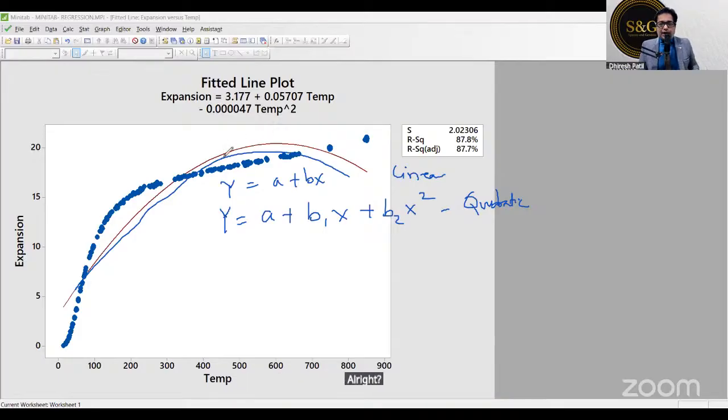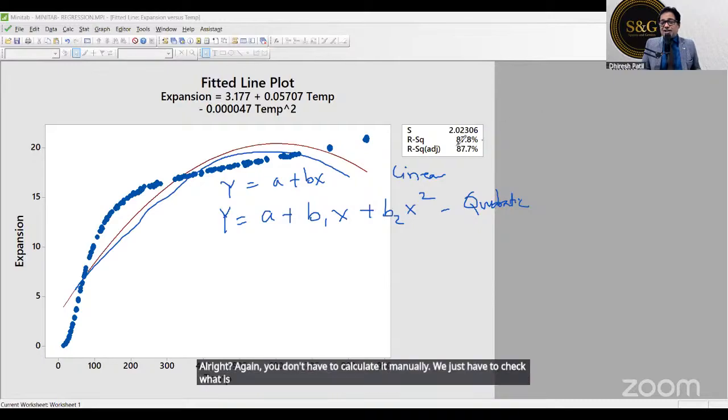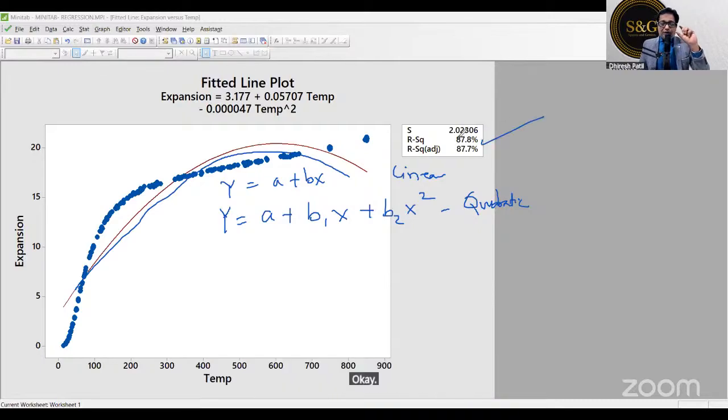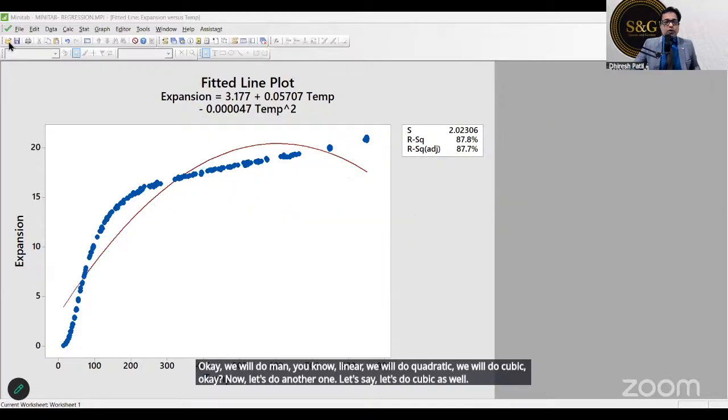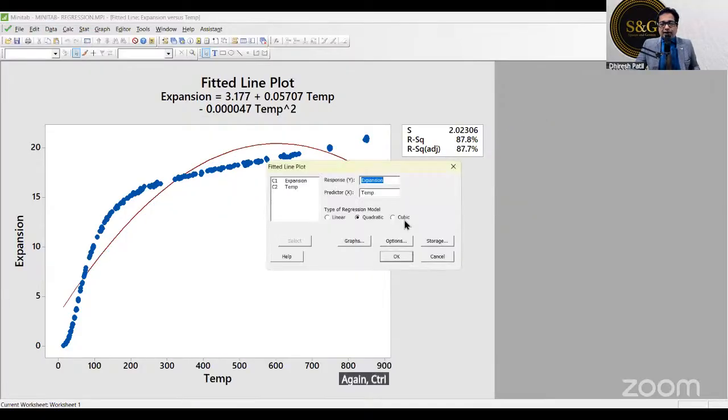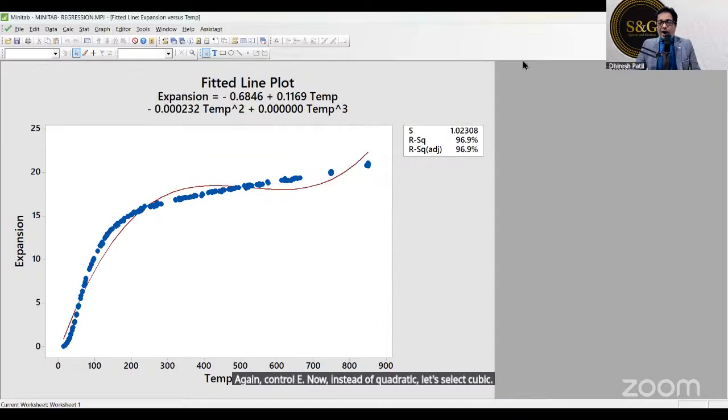Again, you don't have to calculate it manually. We just have to check what is the best r square value. We will do linear, we will do quadratic, we will do cubic. Now let's do another one. Let's do cubic as well. Again, Control E. Now instead of quadratic, let's select cubic. Wow, this is even better. Yes, that's what the standard deviation is, 1.02.